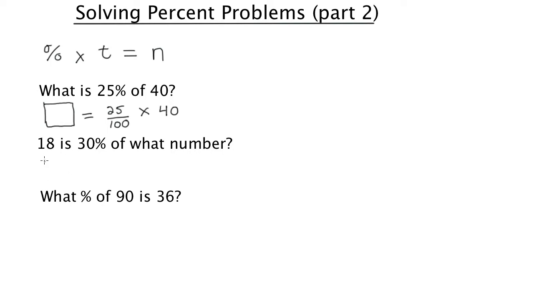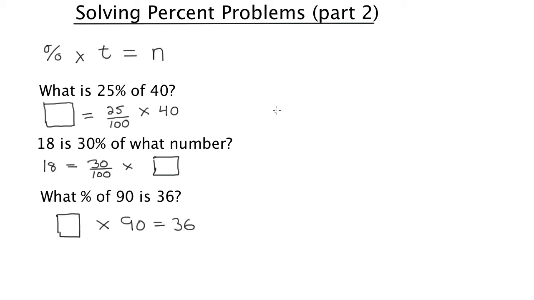This one here, 18 is 30% of what number? Well, that's the thing we're looking for. There goes your box, or your variable. And last but not least here, what percent? Well, that's the thing we're looking for. We're looking for the percentage in this case. What percent of is always multiplication. 90 is 36. If you're able to do that, you're already on your way.